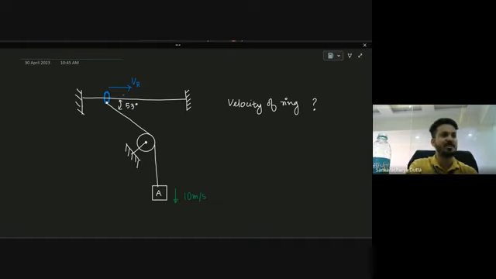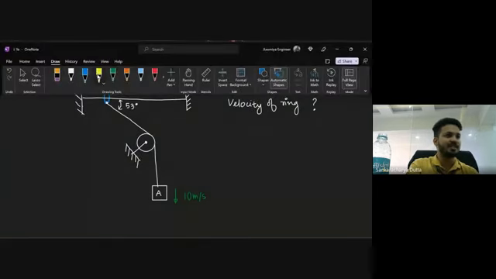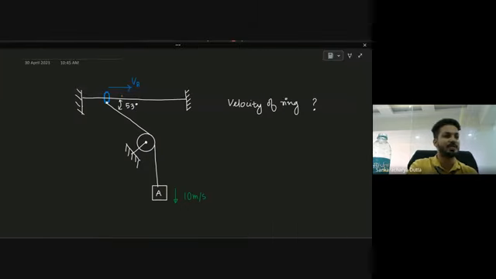So this is the original velocity of the ring. If the ring is traveling in that direction, what is its component along the string? It equals VR cos 53. Are you with me? Yes. This is going to be VR cos 53. And perpendicular to this component will be what?